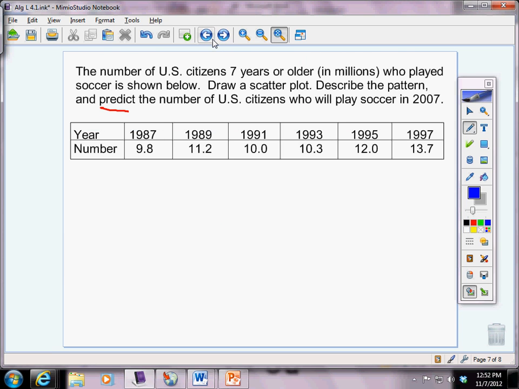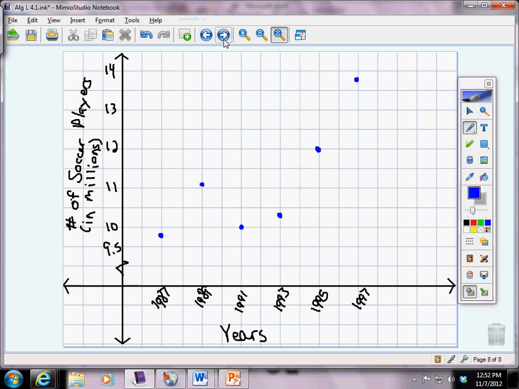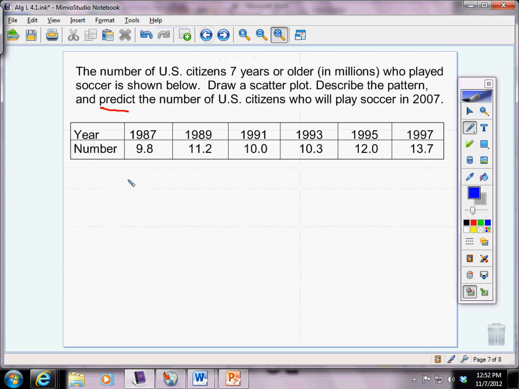So looking at the data, I'm going to describe a pattern. We can see that the trend really is to increase. In fact, we increased every year with the exception of this year. This was the only year we actually went down. So we had a lull here. So if we want to describe the pattern, you might want to say something with the exception of 91 where we went down.